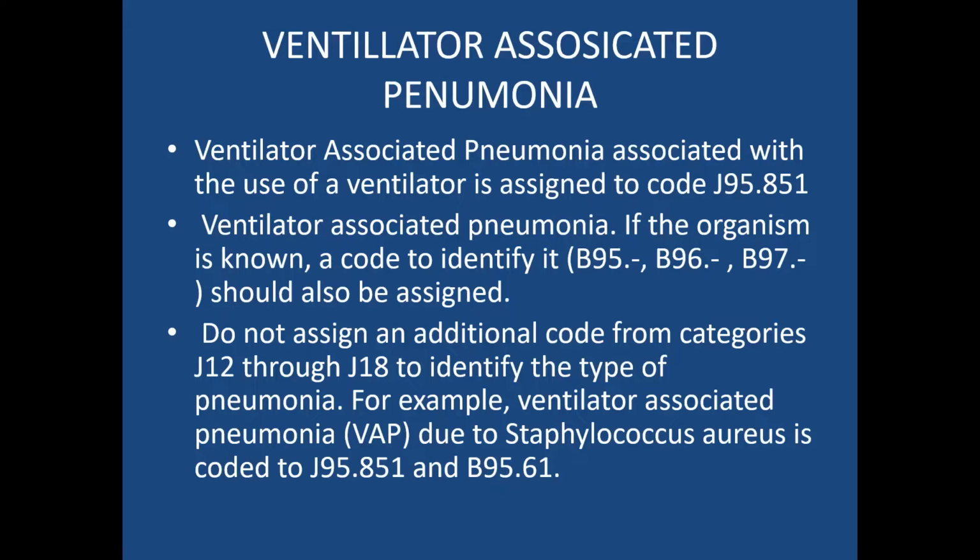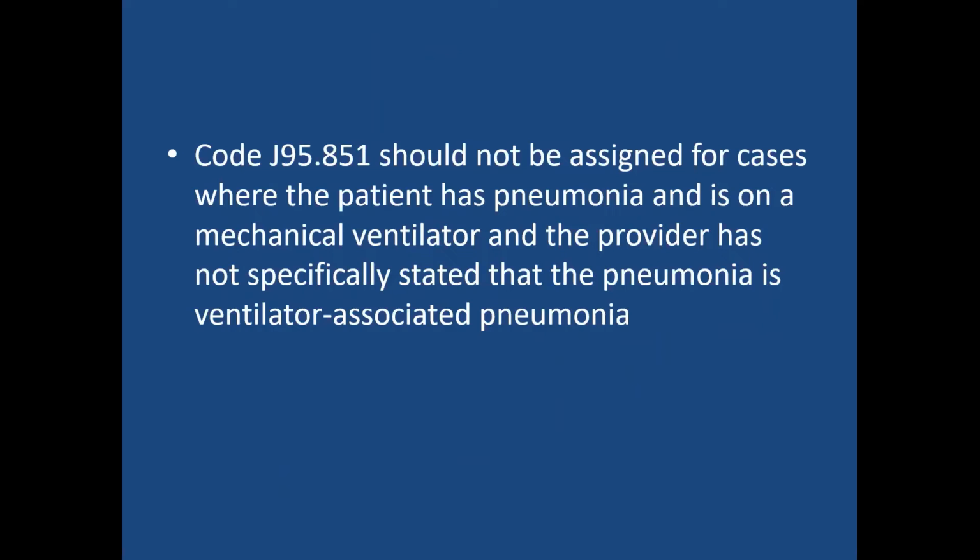For example, ventilator-associated pneumonia, VAP, due to Staphylococcus aureus is coded to J95.851 and B95.61. Code J95.851 should not be assigned for cases where the patient has pneumonia and is on a mechanical ventilator and the provider has not specifically stated that the pneumonia is ventilator-associated pneumonia.